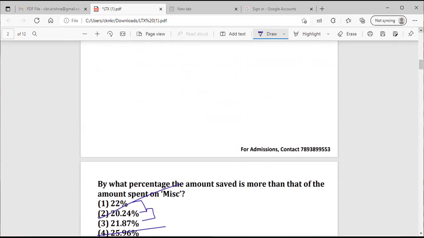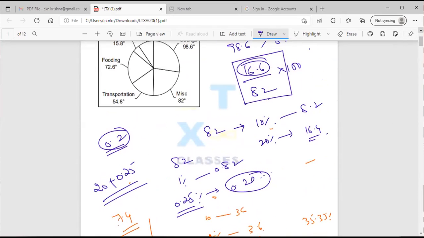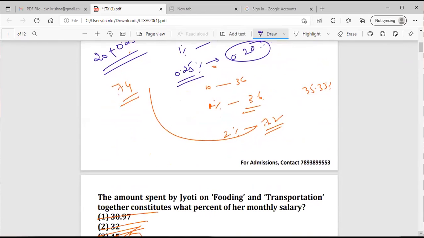I repeat again, look at the board carefully. 16.6 upon 82, what is the percentage? I'm simply saying, if you take 82, 10% of this is 8.2, 20% of this is 16.4. However, I need a value of 16.6. I have a balance of 0.2. If I can find 0.2 as a percent of 82, my problem is solved. In 82, 1% is 0.82, by four, 0.25% is 0.2. That is matching my requirement. So my answer is 20 plus 0.25, 20.25% is the answer. Clear?